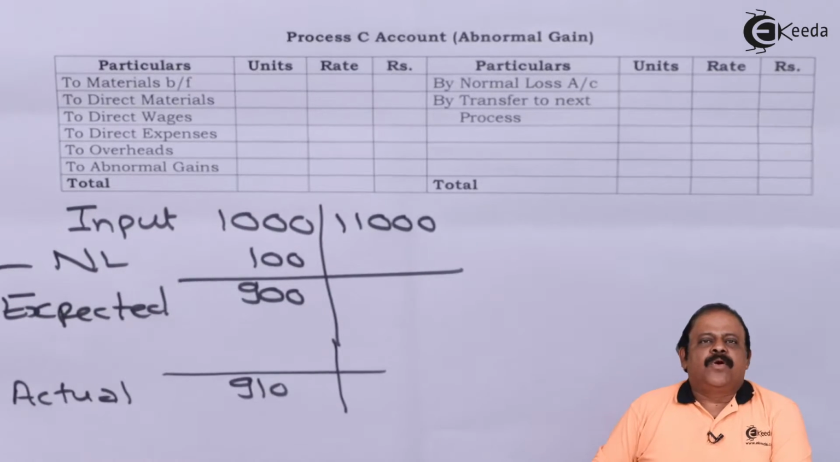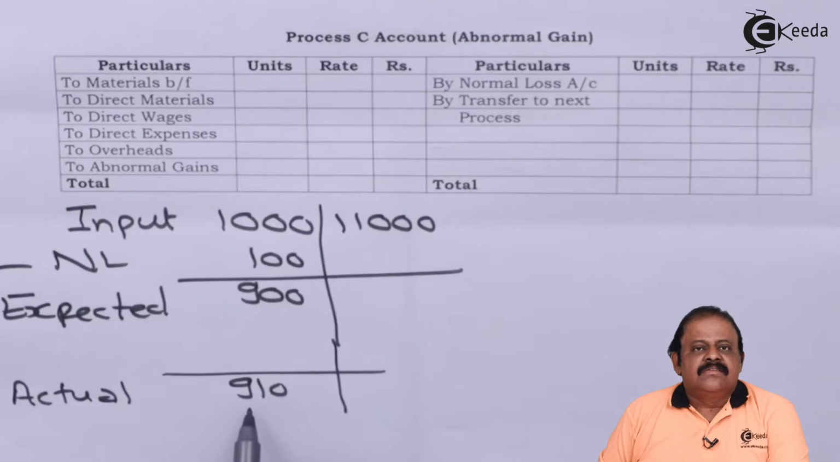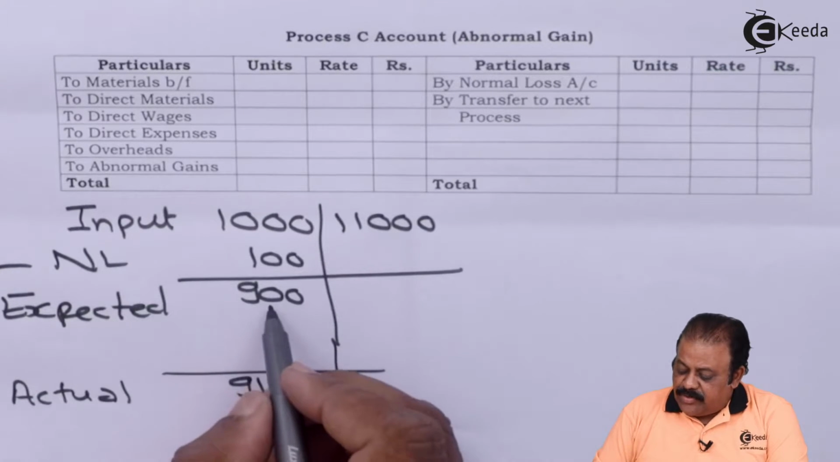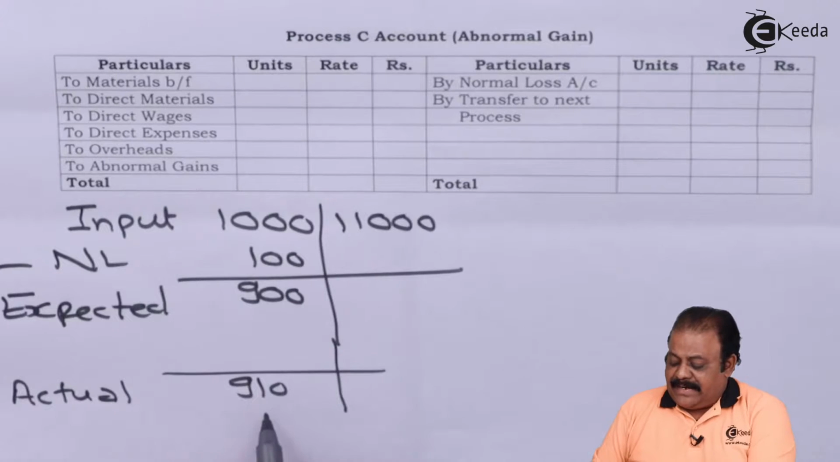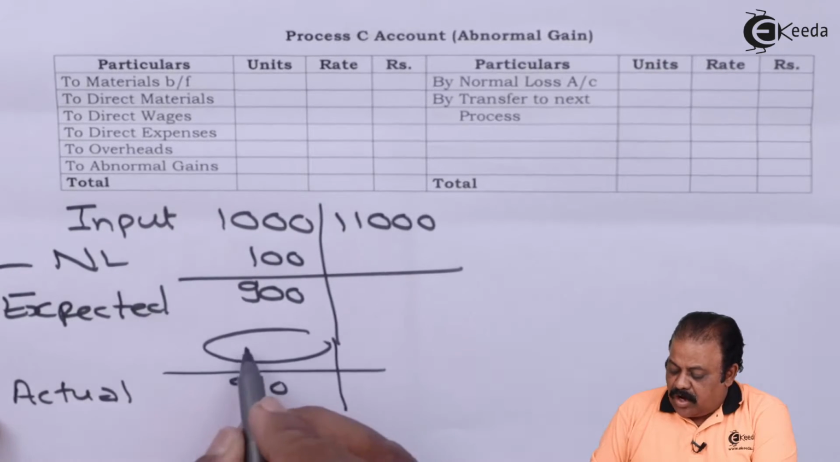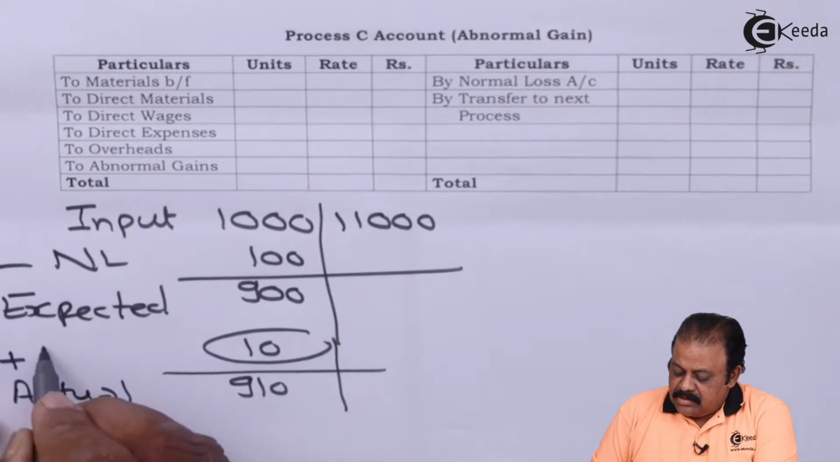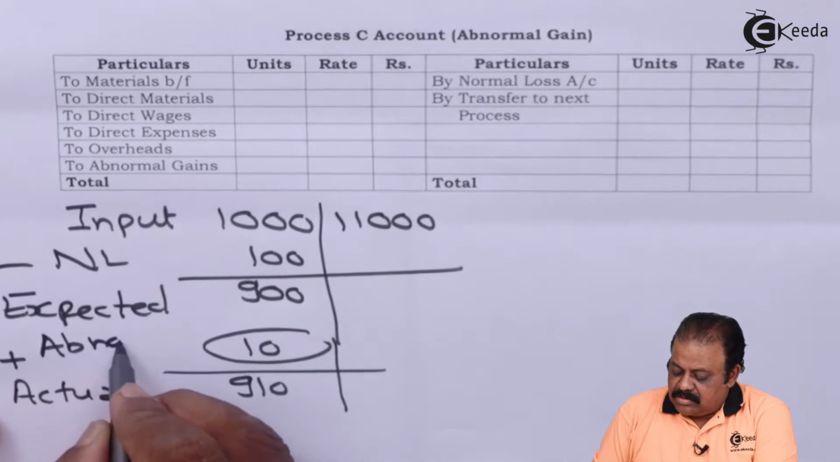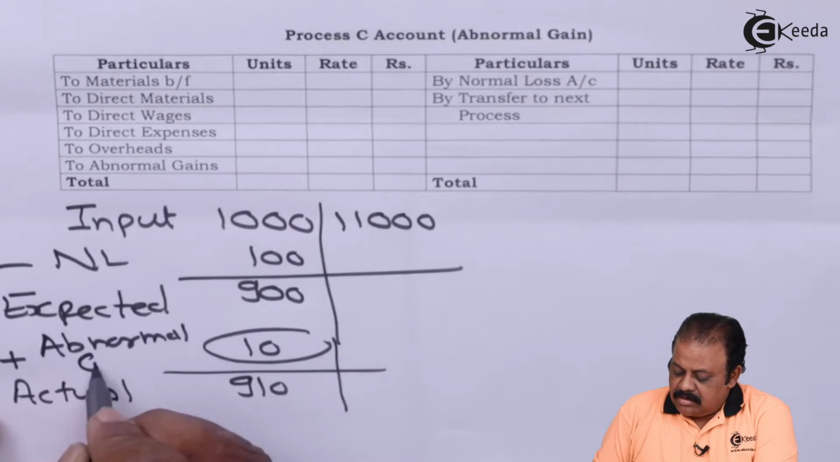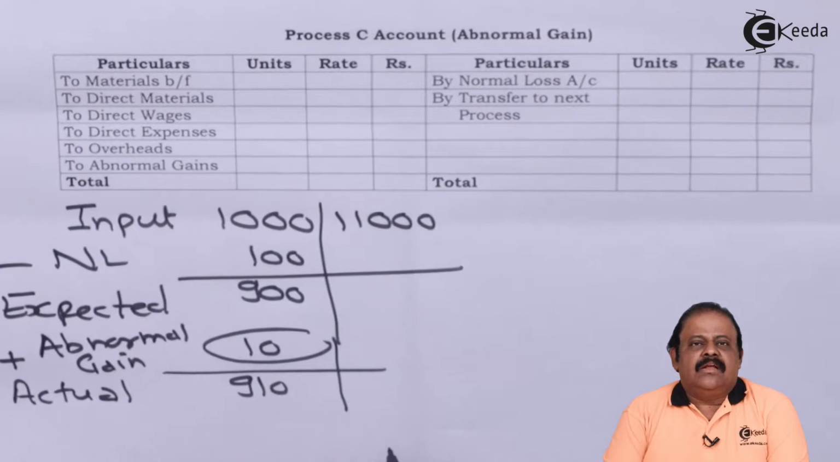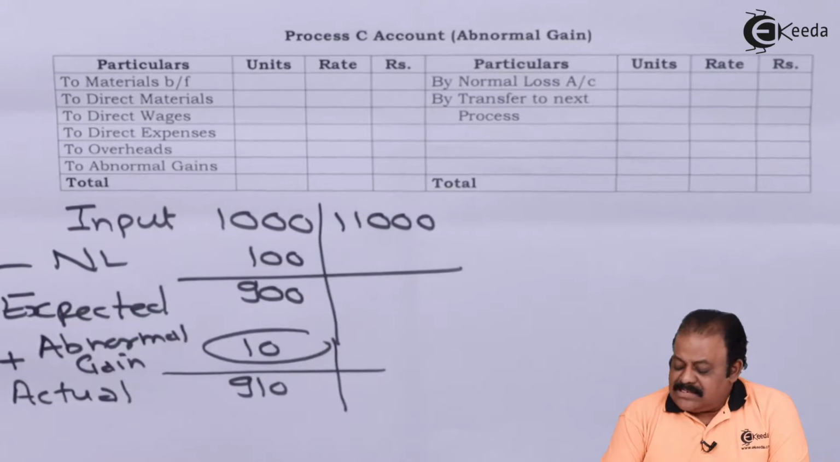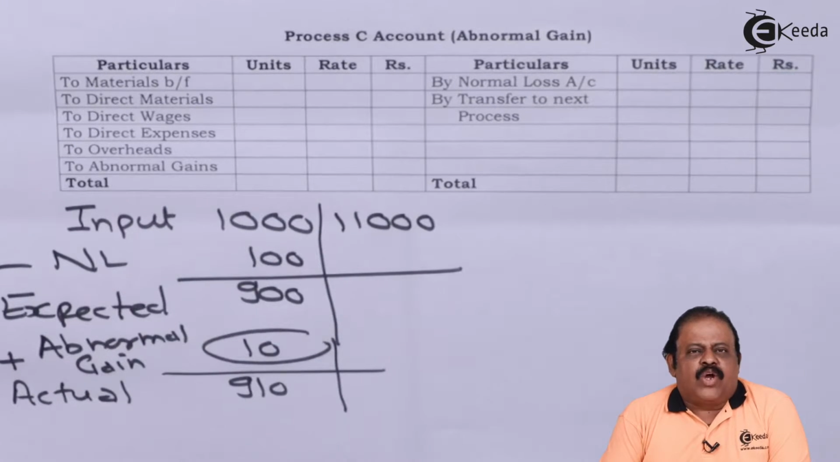Now the actual output we got is 910 units. We were expecting 900 units, but we got 910. That means here we got 10 units more. This is called as what? Abnormal gain account. Now these abnormal gain units are part of your final output, so those will be sold like a final output and will have a cost like that of the final output.